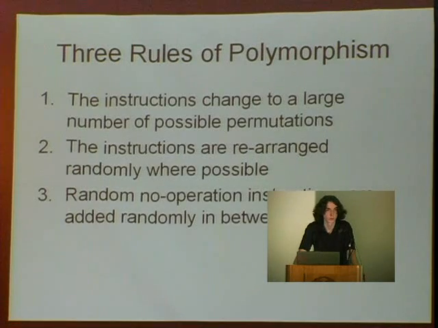The third rule is that random no-operation instructions are added into your code where they don't affect it. So if you have a block of code that executes block 1 and then block 2, now instead you can have block 1, tons of instructions that do absolutely nothing, and then block 2. What this does is make it a lot harder to fingerprint statically, and I'll be discussing this a bit later on. So those are the three rules of polymorphism, what you have to do to build a good polymorphism engine.